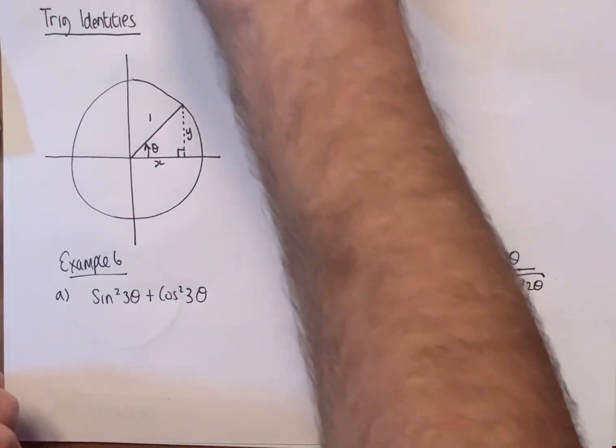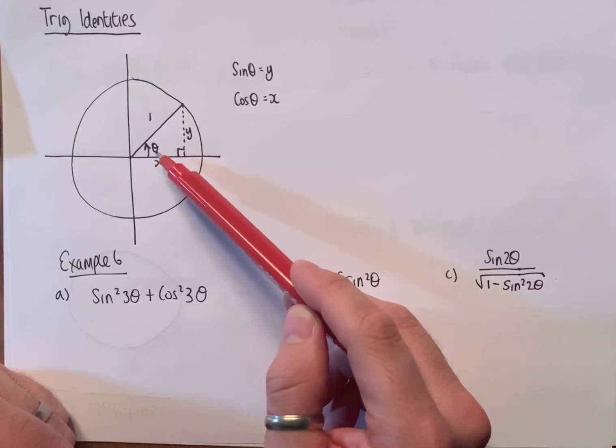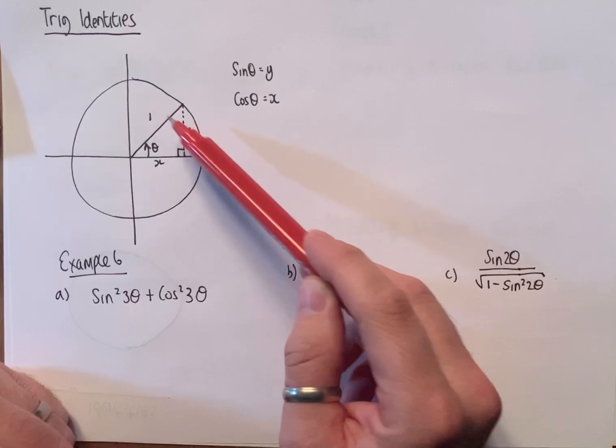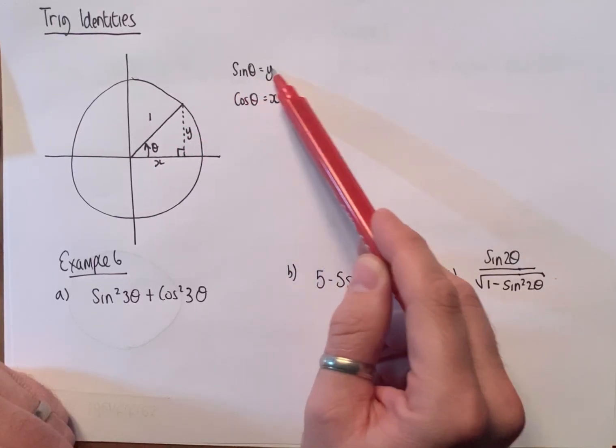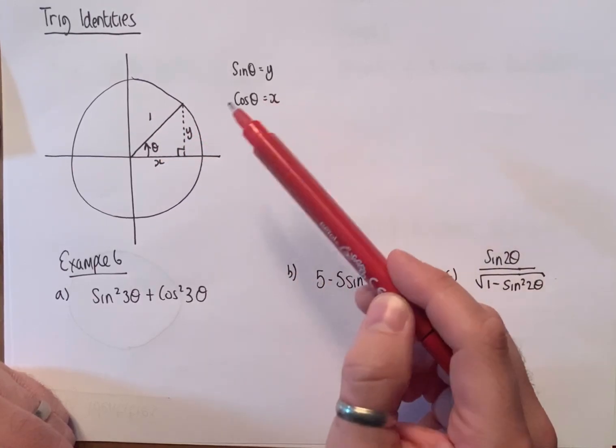So next we come on to trig identities. So we go back to the unit circle. We know that sine theta is going to be y over hypotenuse, which is 1, so y over 1 is just y, so sine theta is y. Cos theta, adjacent over hypotenuse, x over 1 is just x.